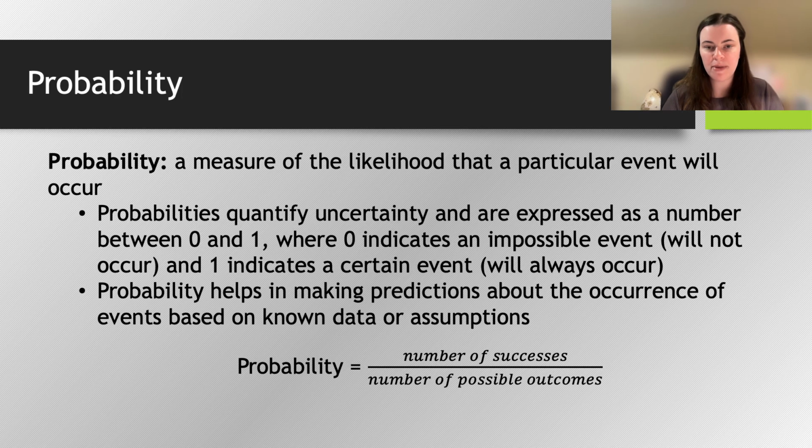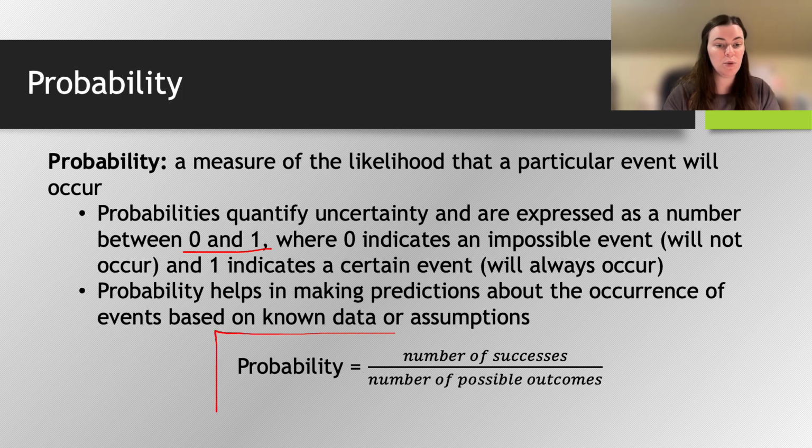But let's first talk about this idea of probability in the first place. Probability is a measure of the likelihood that a particular event will occur. And we measure this on a scale between 0 and 1, where 0 indicates that an event will not occur, and 1 indicates that it will absolutely occur. It is a certain event. Probability helps us make predictions about the occurrence of events, and it's based on known data or assumptions.